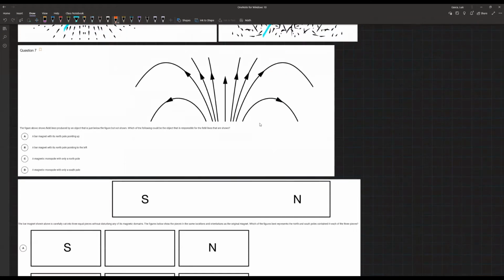Go to number 7. In the figure above, we see some field lines produced by an object that is just below the figure, but it is not shown. Which of the following could be the object that is responsible for the field lines that are shown?